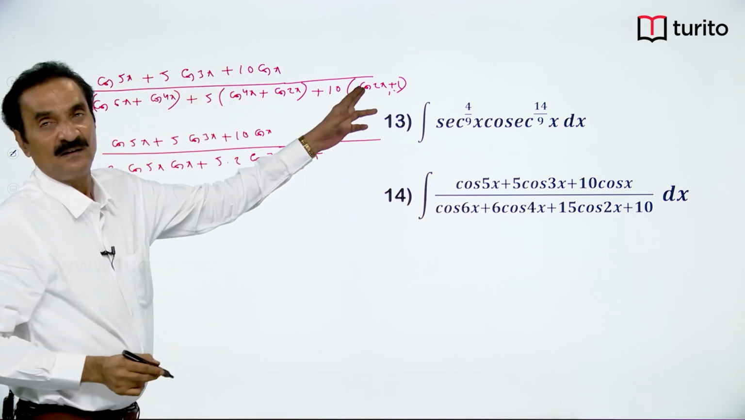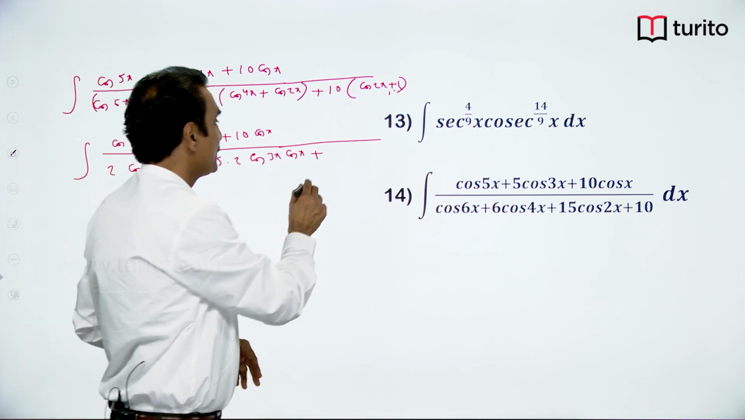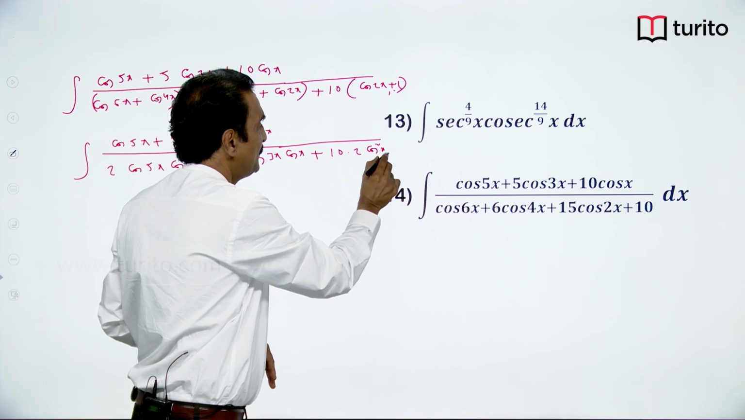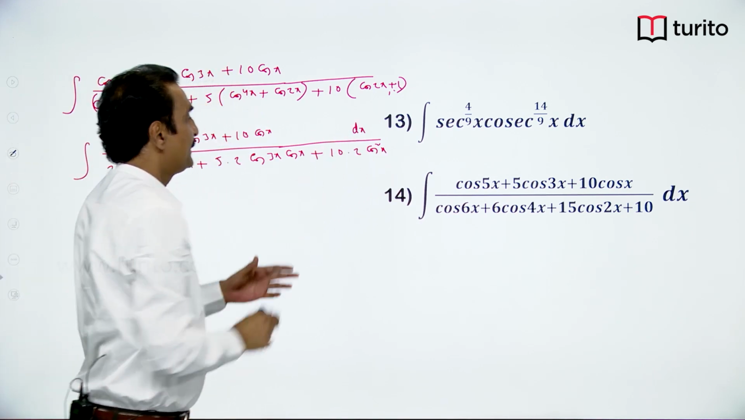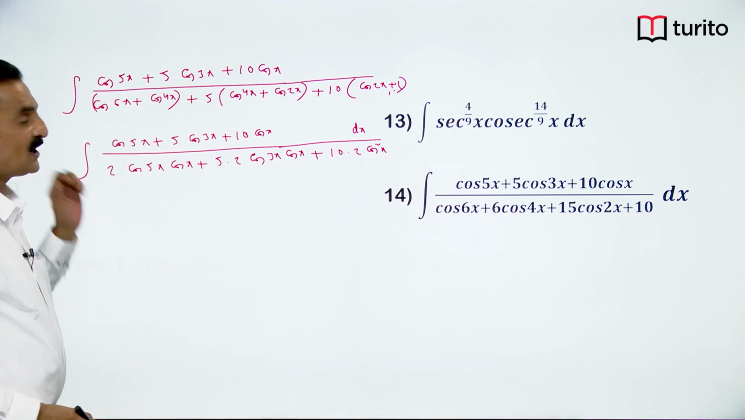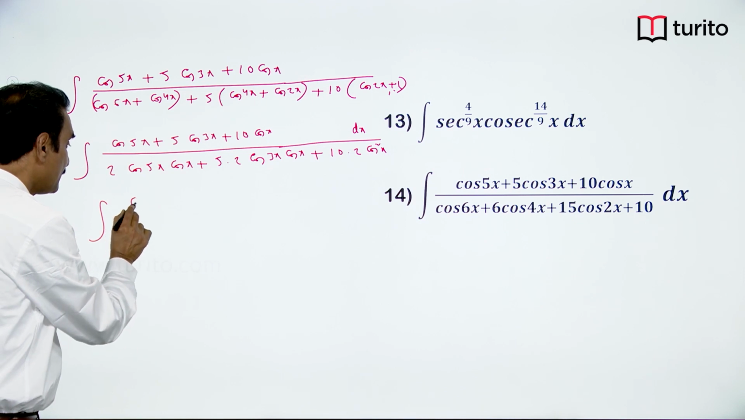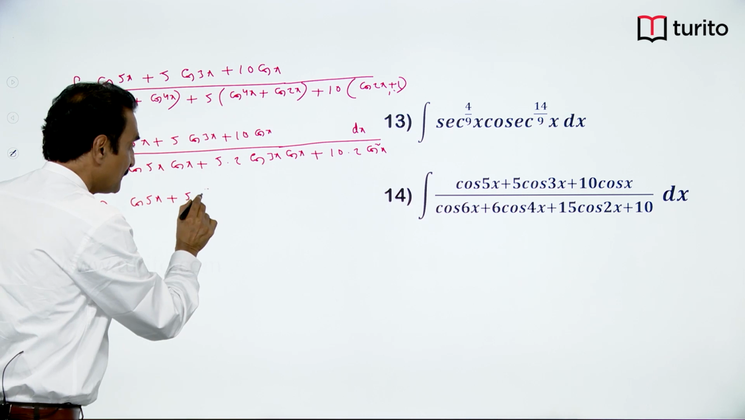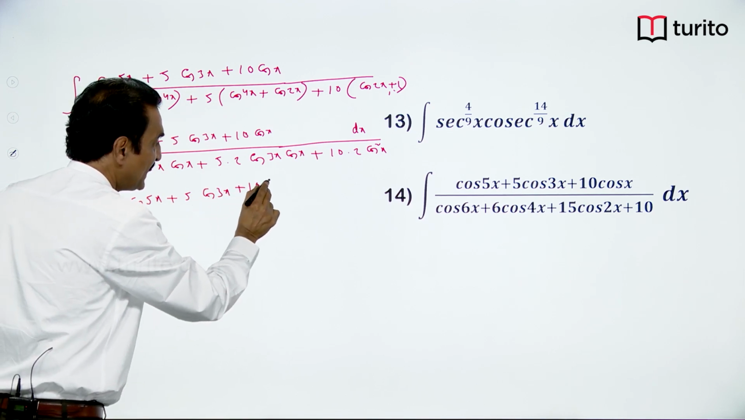Plus, all of you know this formula, cos 2x plus 1 is 2 cos square x. So 10 into 2 cos square x. Now you can take 2 cos x common from the denominator. Numerator as it is.